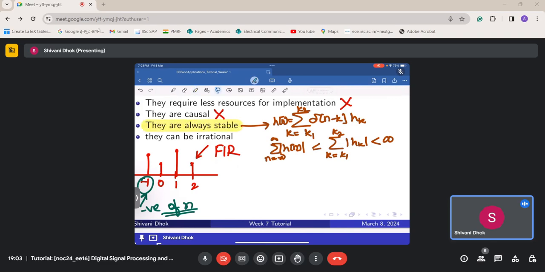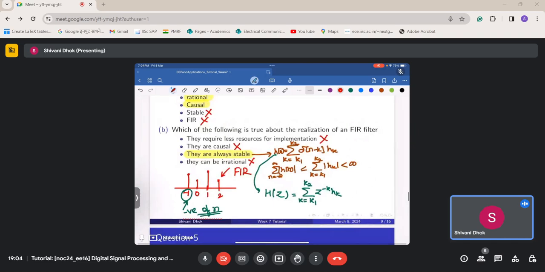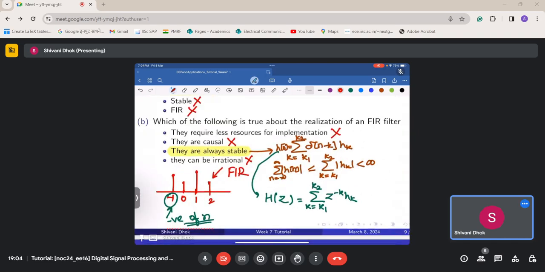And this thing here is of this form, which means that from this I can write H of z as summation k running from k1 to k2 of z to the power minus k times h_k. So this is a rational form with denominator as 1. So an FIR filter will always have a rational form, which means that this option is also wrong. So the only correct option is they are always stable. Is it clear?